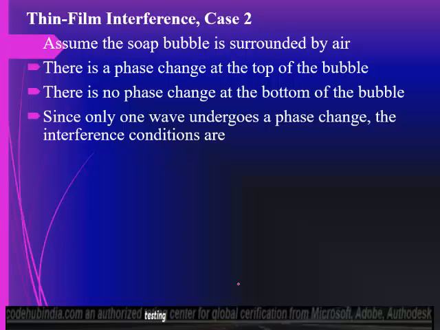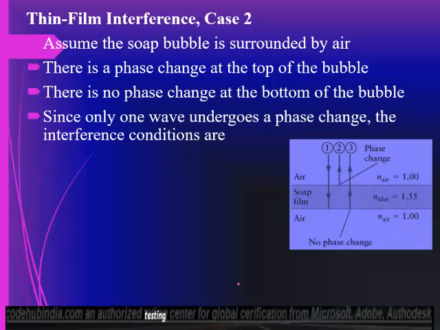What happens? Since only one wave undergoes a phase change, the interferences are what? Constructive interference is 2d equal to this condition, and destructive interference is this condition. Okay? Color and thickness of soap film.